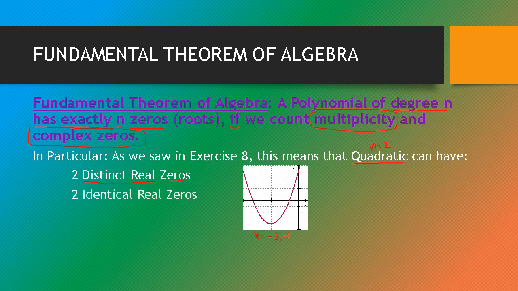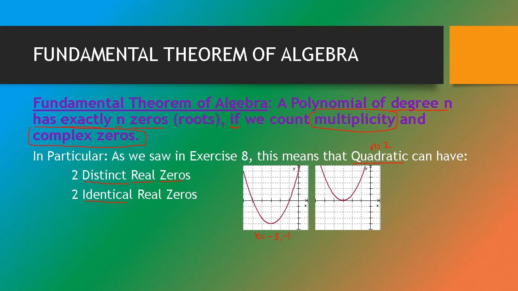The other case is 2 identical real zeros, and if they're identical, then we just have the same one repeated twice. And so here the zeros are -3 and also -3.